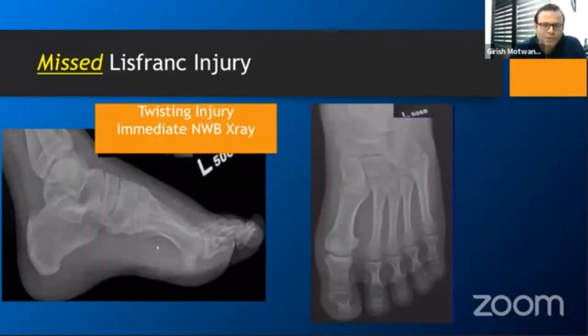So here is an example of a sprain foot injury. An immediate non-weight-bearing X-ray was done, foot AP and foot lateral, and it was labeled as normal.